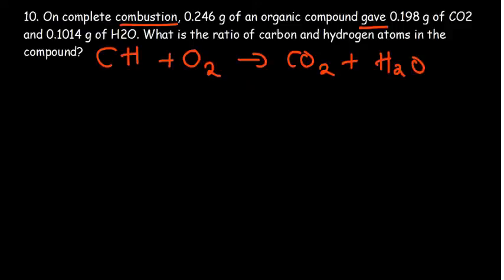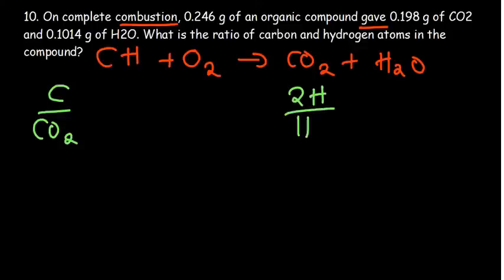Under combustion analysis, we basically use the ratios of carbon in carbon dioxide and hydrogen in water. For hydrogen, there are two atoms in the water molecule. We use these ratios to help us find the mass of carbon and the mass of hydrogen respectively. If you check your periodic table, you should be able to see that carbon is 12.01.